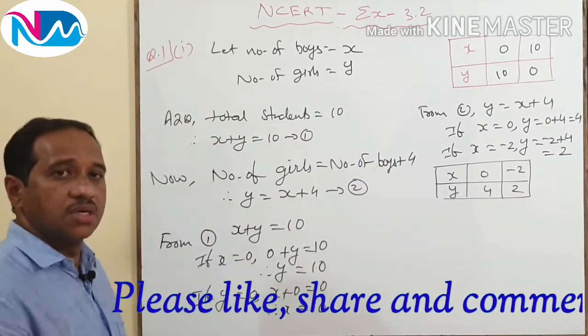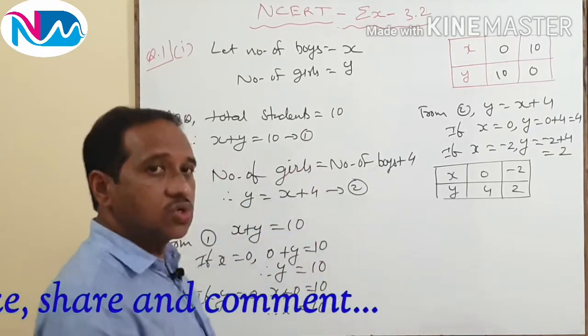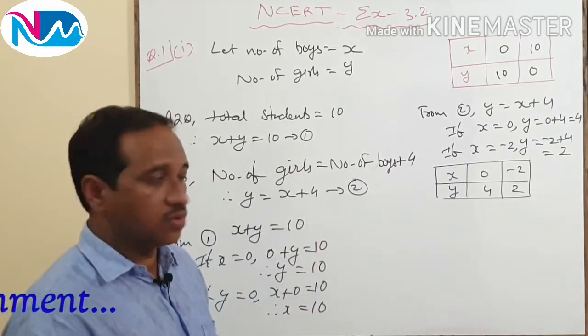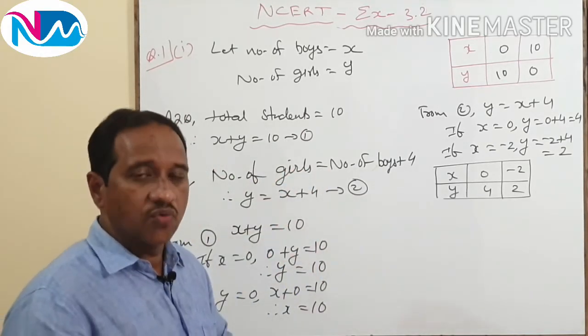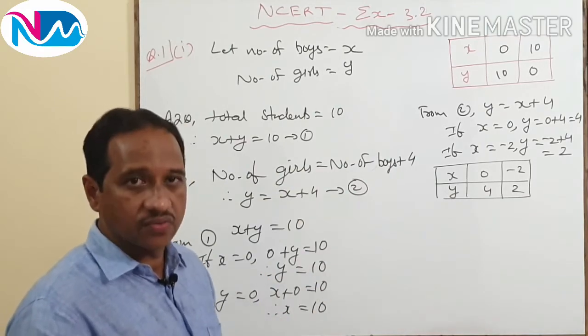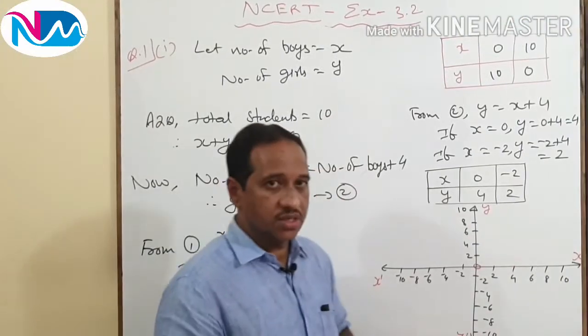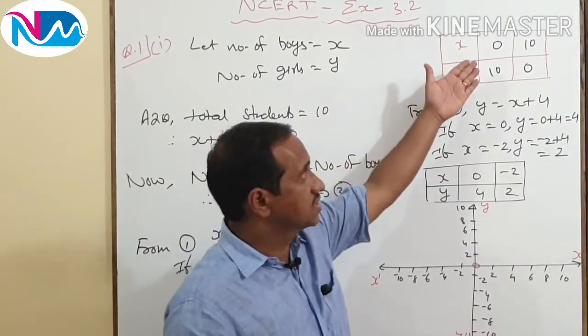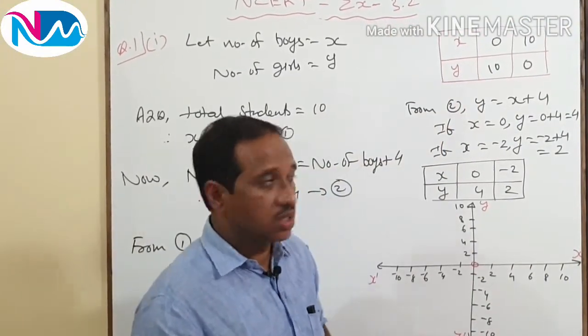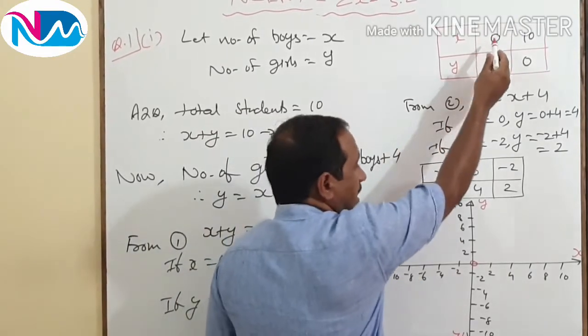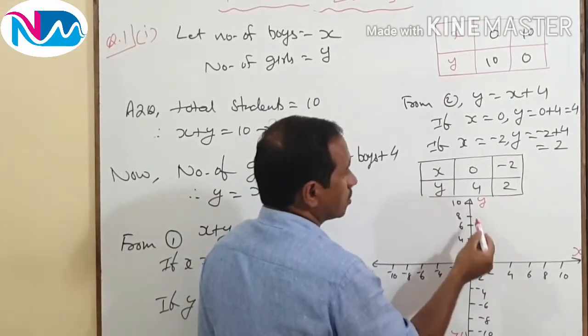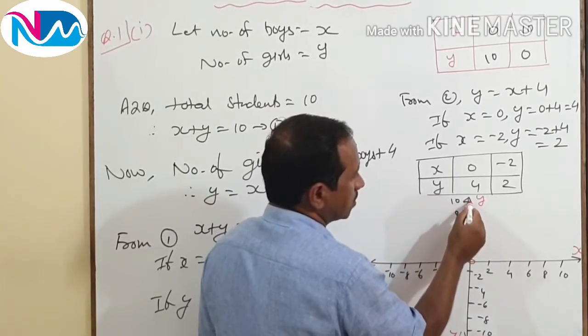So we have the solutions, two sets of solutions for both the equations. Now we are going to draw the graph for these two equations. For the first equation, the two sets of solutions are (0, 10) and (10, 0). Here (0, 10): x coordinate is 0, y coordinate is 10, so it will be here.